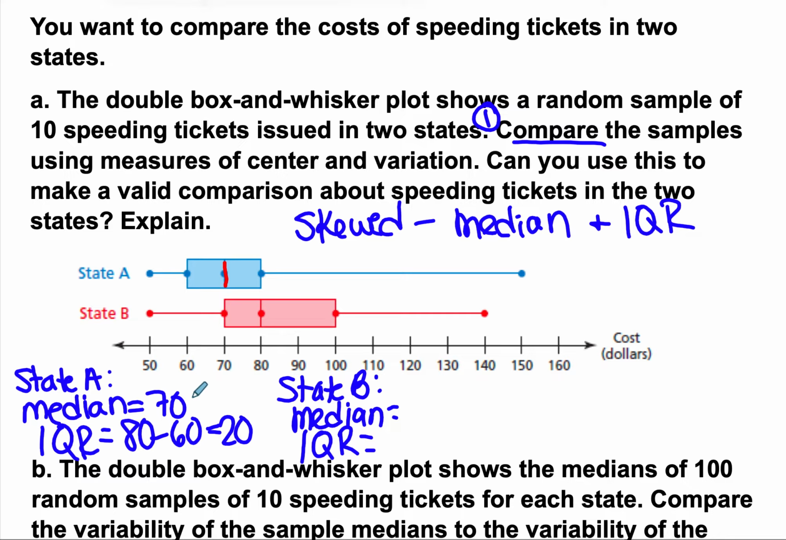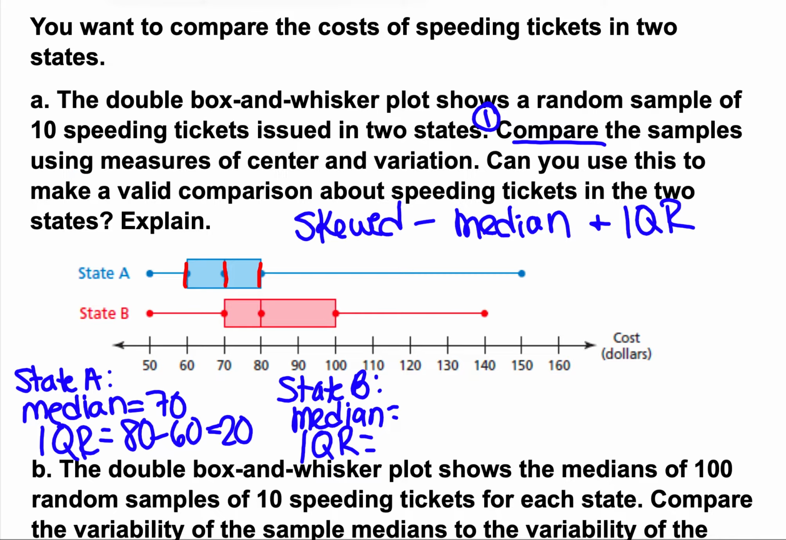Then I found the IQR. On a box and whisker, that's the sides of your box. Our lower quartile is the median of the bottom half. Our upper quartile is the median of the top half. And then we subtract those numbers. So the top part of my box matched up with 80. The bottom part of my box matched up with 60. That tells me my IQR is going to be 20. Go ahead and pause the video and try to find the median and IQR of state B.